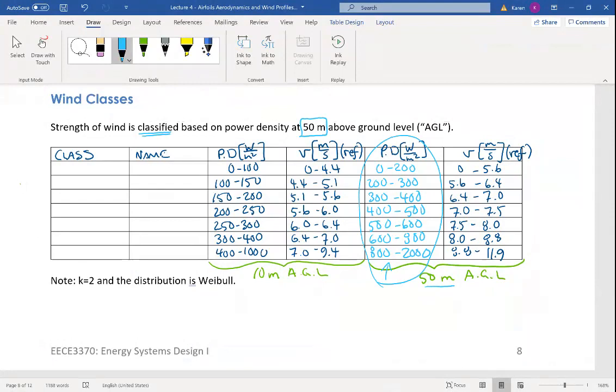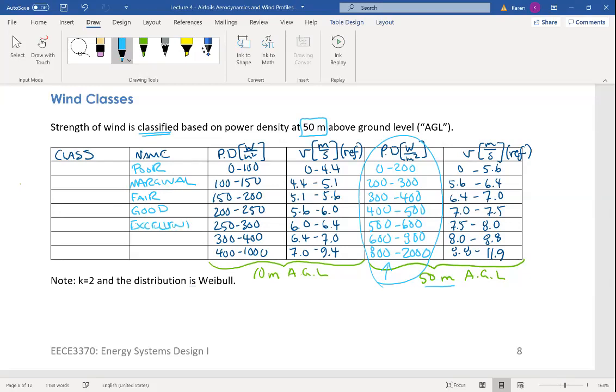been invented. This first row from 0 to 200 power density is called poor. The next one is called marginal. The strength of the wind is marginal if it yields a power density of 200 to 300. The next one is called fair. Then we have good, excellent.